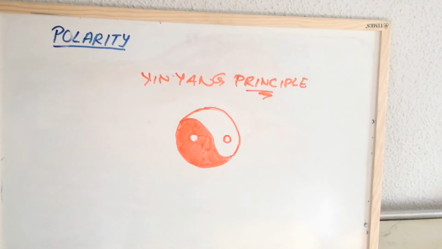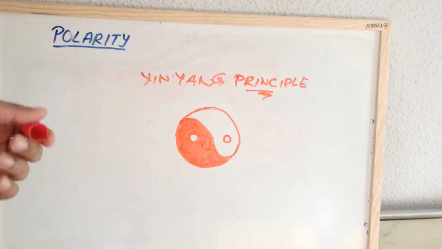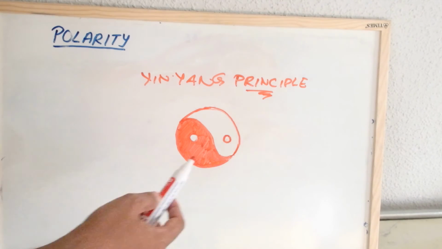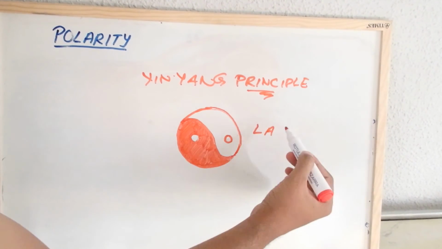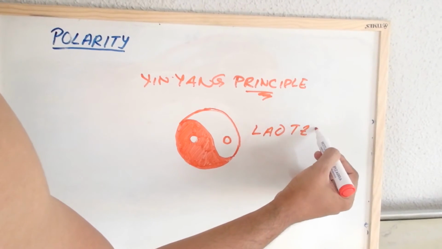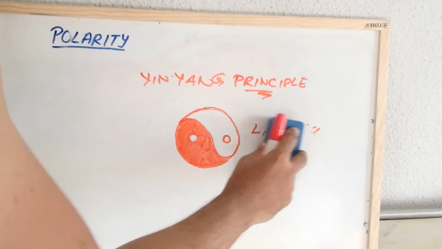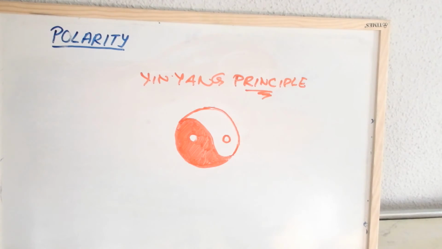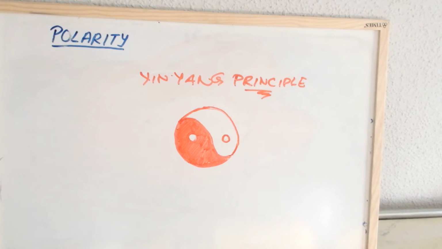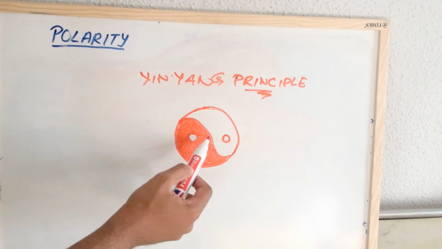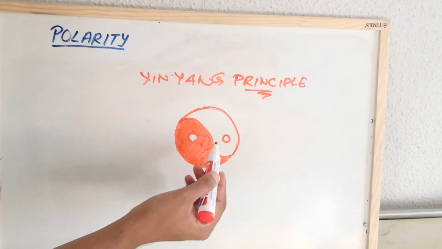I'll show you why. As you can see, I'm using a red marker. I'm sorry because my black marker is not working. Anyways, the yin yang principle, theory, whatever, according to me it's a principle, was brought by Lao Tzu, and what he was trying to convey by depicting this drawing was that this is the white side, this is the dark side. So in the dark side there's a white spot, in the white side there's a black spot.